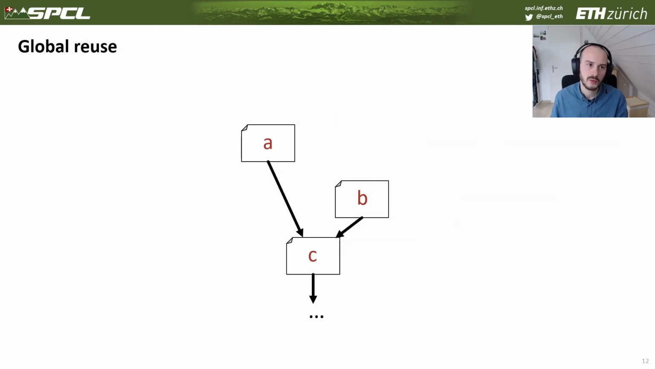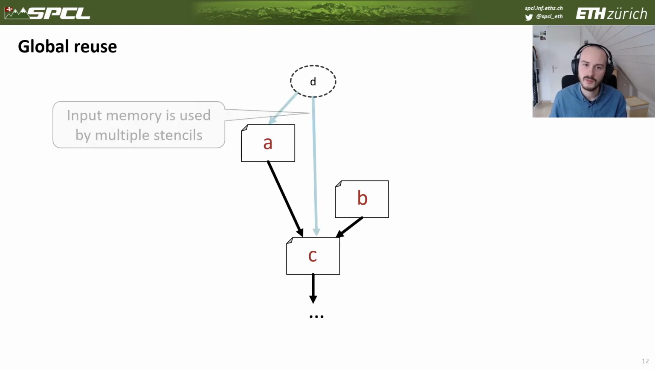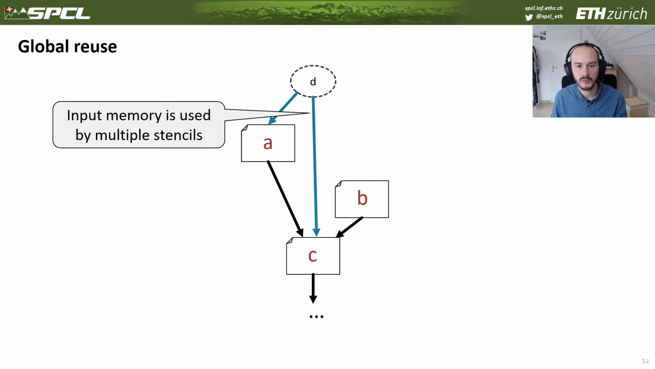So the other aspect was global reuse. Once we have all the reuse that we need within each stencil operator, we can zoom out and look at the program as a whole, where there are other potentials for reuse. For example, this needs to at some point read from an input memory. And if we imagine an input memory D, this might be used by more than one stencil. So in this case, D is read by both the A and the C stencils. What we can do in this case is read D only once and pass it to both A and C.